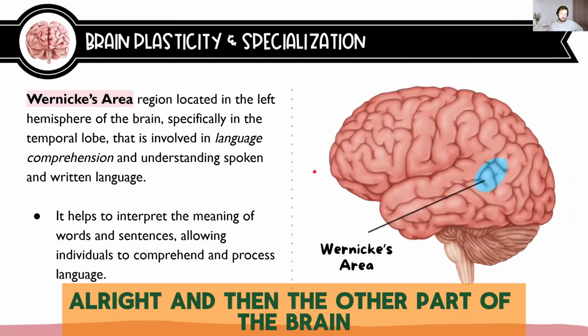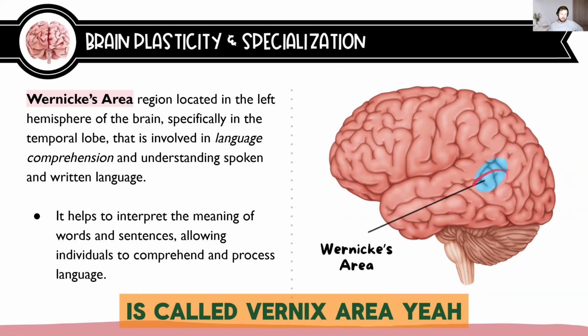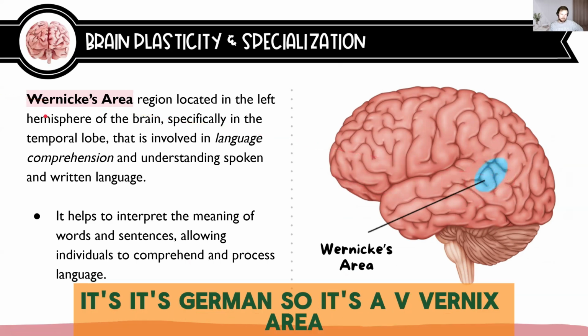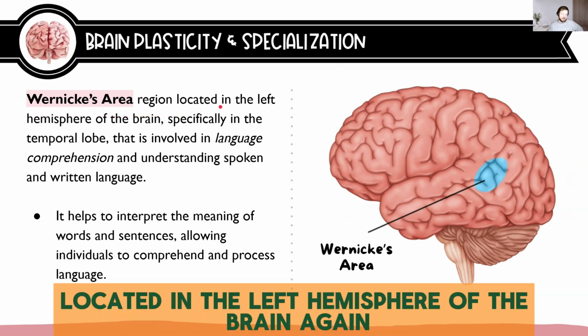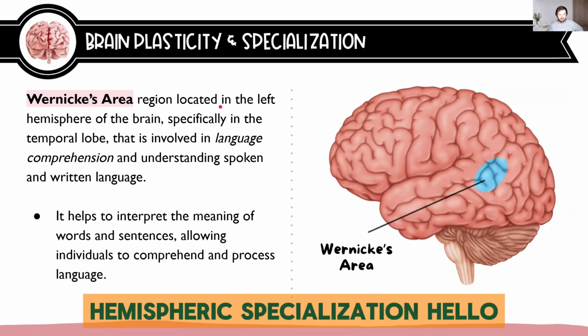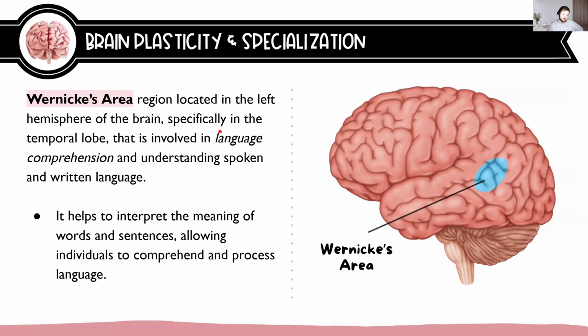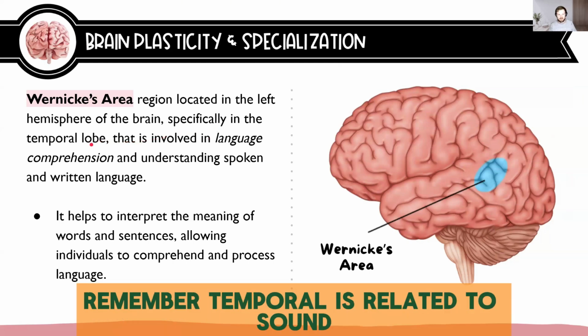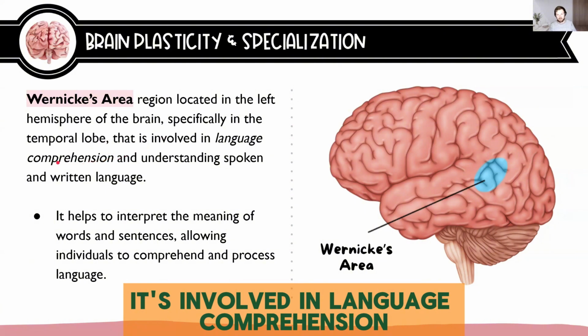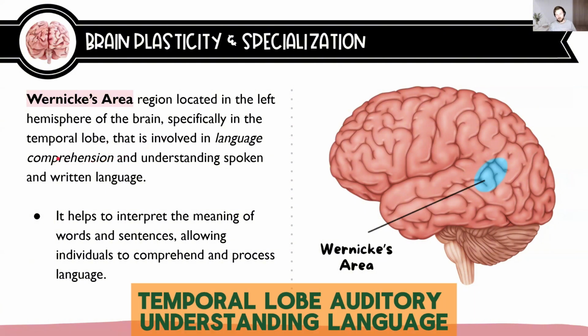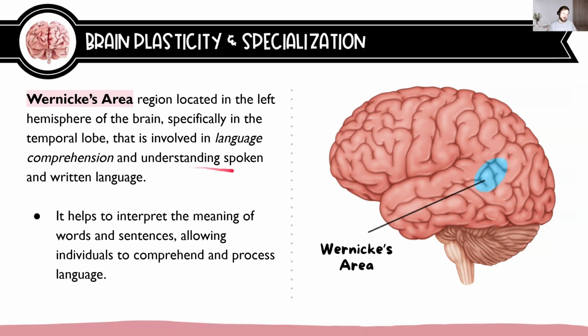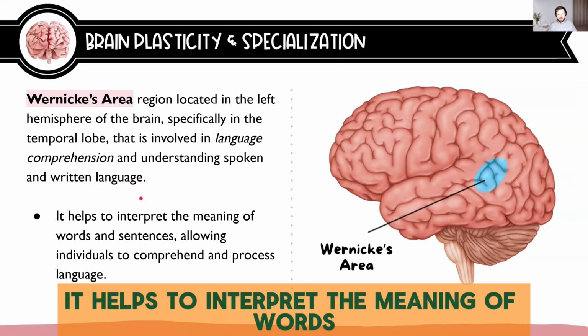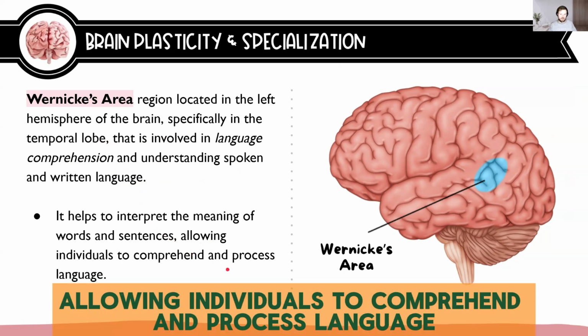All right, and then the other part of the brain that we have to know here is called Wernicke's area. It's German, so it's a V. Wernicke's area. It's a region located in the left hemisphere of the brain. Again, hemispheric specialization. Specifically in the temporal lobe. Remember, temporal is related to sound. It's involved in language comprehension, so understanding language. Temporal lobe, auditory, understanding language, understanding spoken and written language. It helps to interpret the meaning of words and sentences, allowing individuals to comprehend and process language.